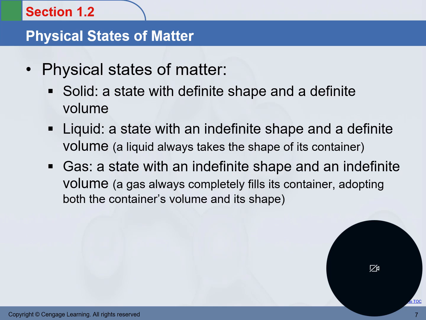The next one is a liquid, where it has an indefinite shape, but it has a definite volume. We could measure it in the lab with a graduated cylinder or a beaker. It is, however, going to take the shape of its container. And the final state of matter is gas, and that doesn't have a definite shape or a definite volume. That gas is going to fill its container completely, and it's going to take the shape of that container.